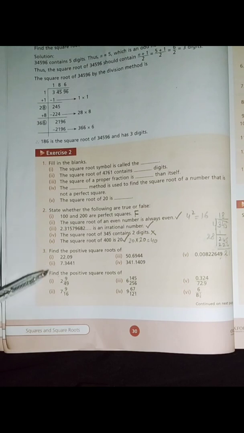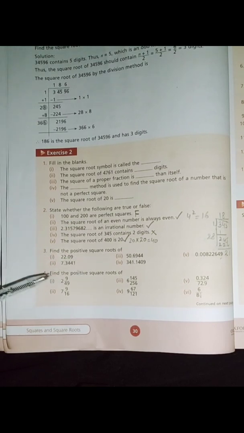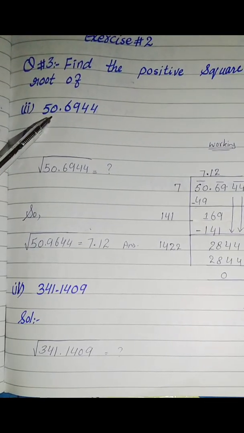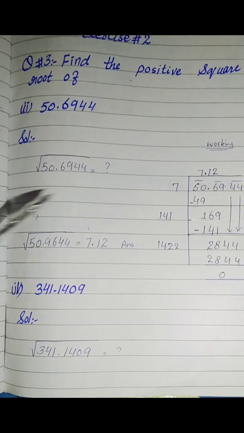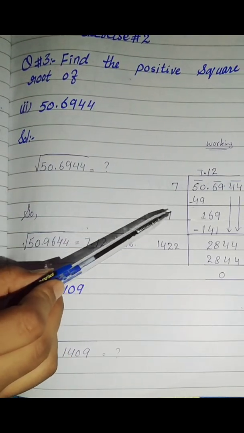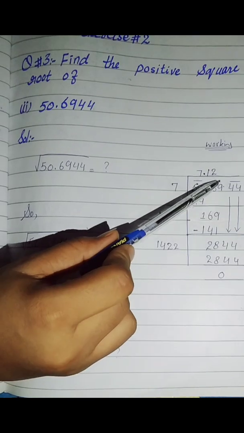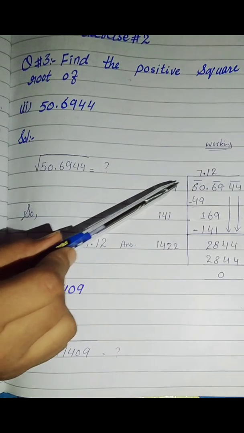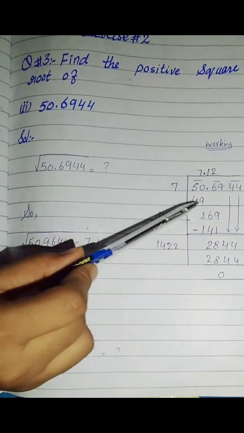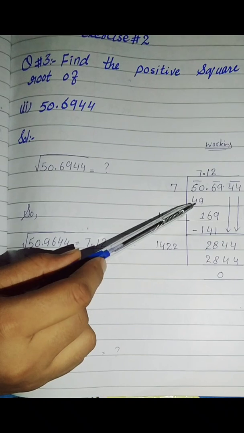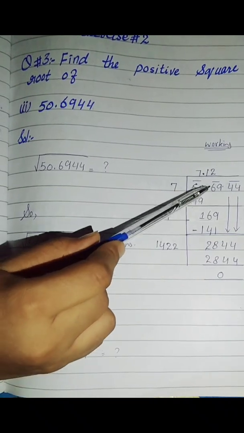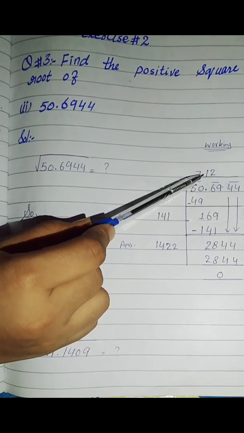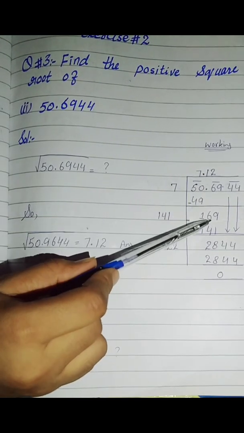Exercise 2, question number 3. Find the positive square root of 50.6944. According to the rules. Firstly we make pair, and then we have a value 50. We get a value as well as quotient and divisor. We get 7 sevens are 49, which is less than 50. Now we subtract 49 from 50. We have 1. Bring down the pair 69, and point is move on the upper side, so we have 169.